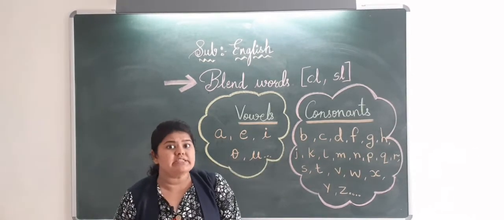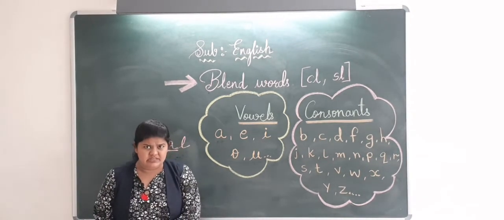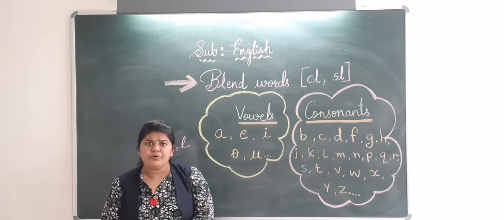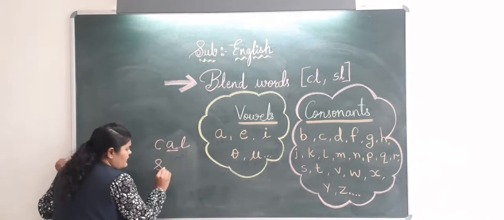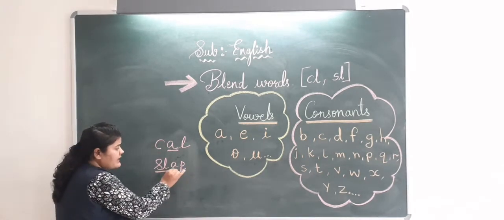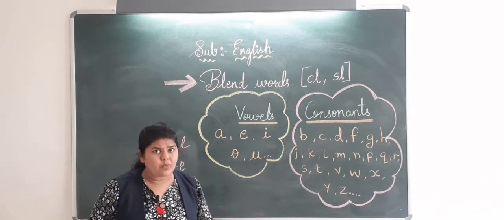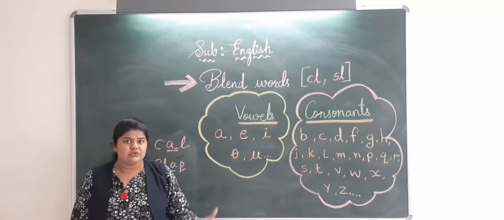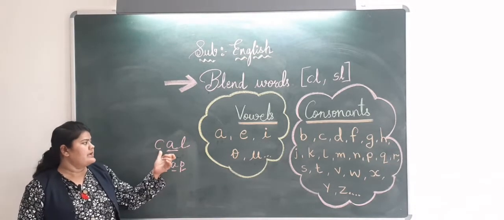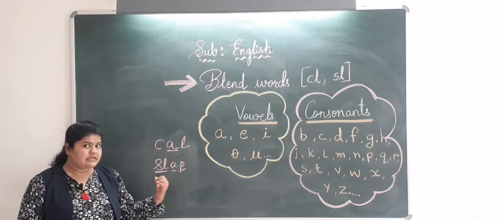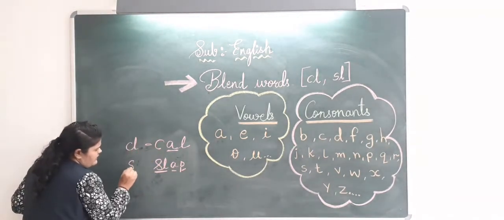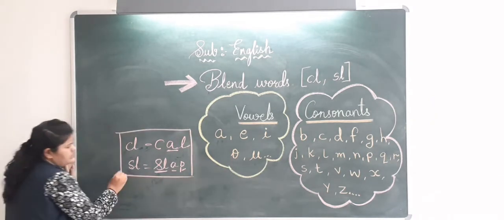Similarly, the second blend is SL. What is the second blend? SL. It's slow. If we put A and P in slow, P is a consonant and A again is a vowel, so it will produce the sound A. So it is slap. S, L, A, P. Slap. Yes, students. These are the two blend words, CL and SL. We are going to learn these blend words.